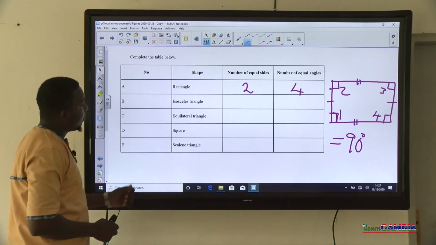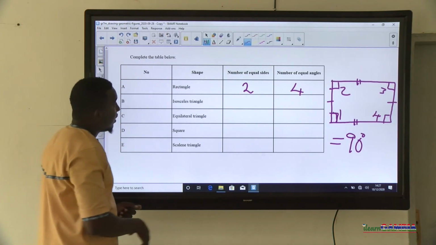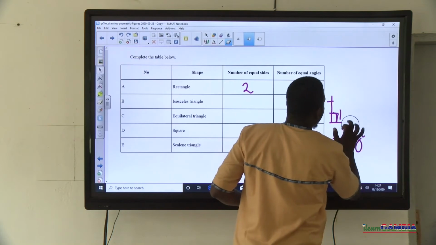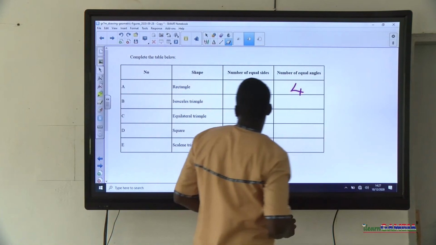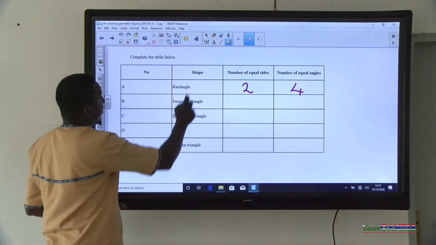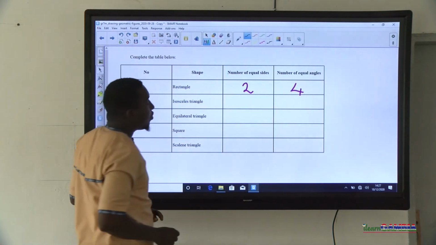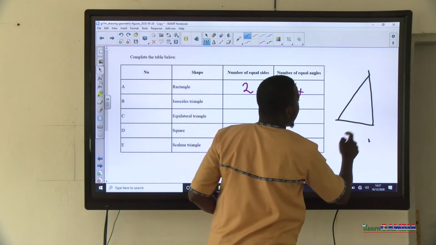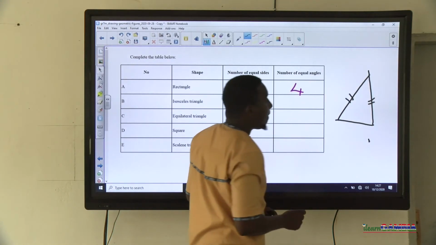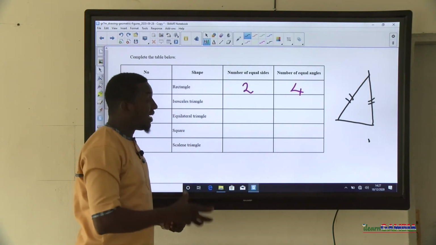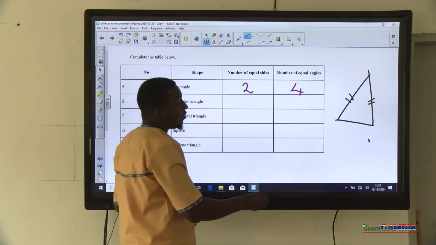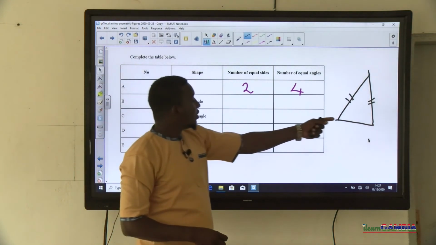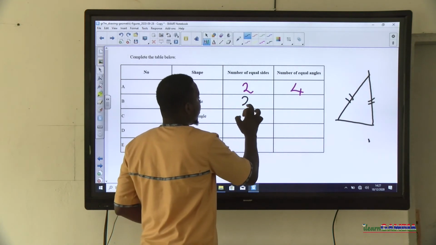From there, we move to an isosceles triangle. Now, what can we say about the isosceles triangle, which has been a center of discussion in our lesson today? We want to know how many equal sides it has, and how many equal angles it has. Again, we are going to draw the isosceles triangle, and we know that 2 of its sides are equal. That is, by definition, 2 of the sides must be equal for it to be referred to as an isosceles triangle. So if you are to count how many equal sides it has, obviously it's going to be 2 equal sides.